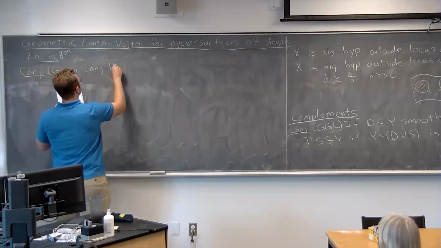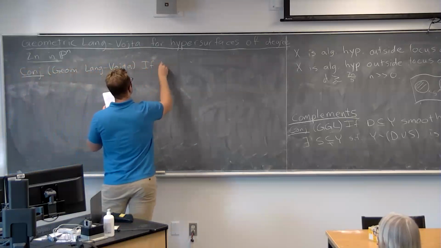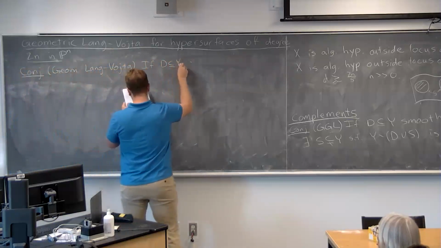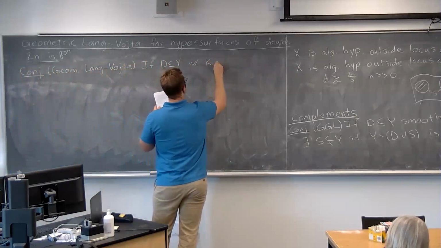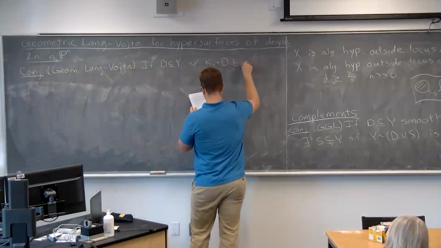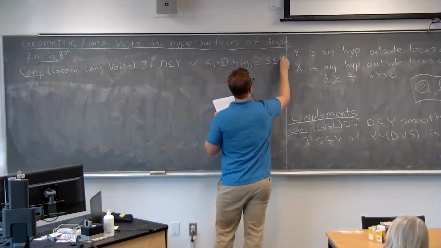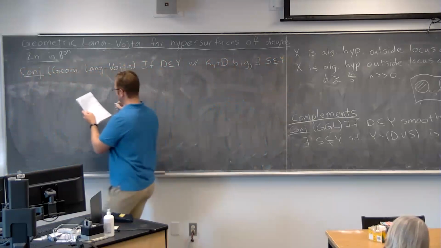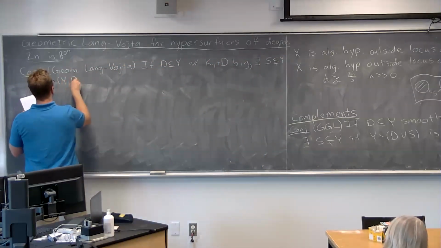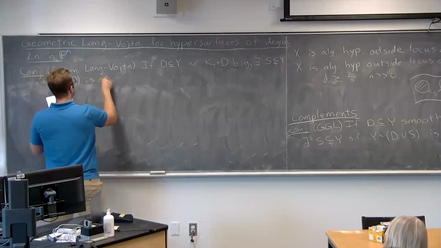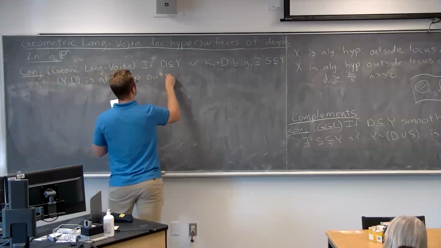So the geometric Lang-Vojta conjecture says that if D is a divisor in Y, with K_Y plus D big, then there exists some proper subvariety S of Y such that (Y, D) is algebraically hyperbolic outside S.